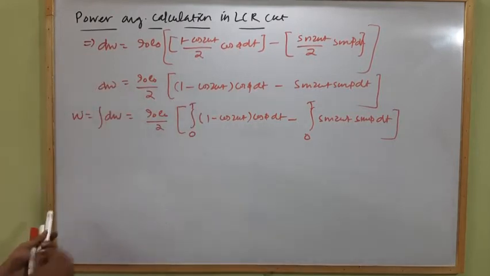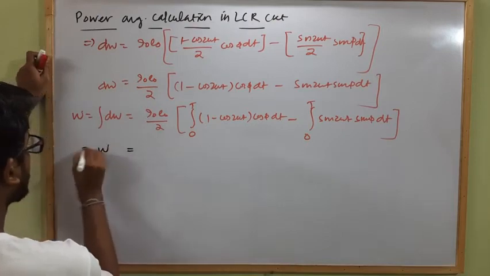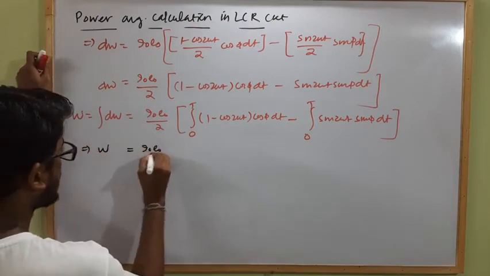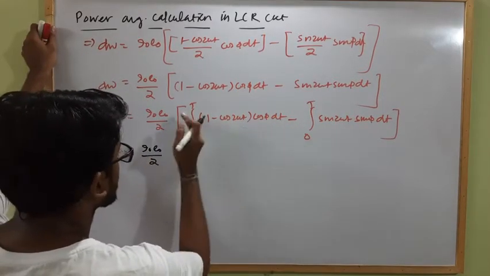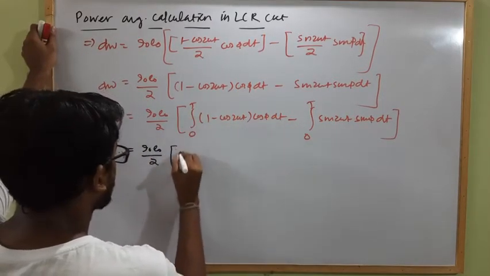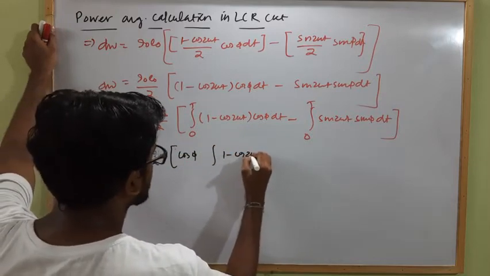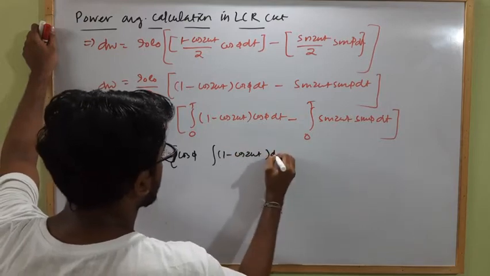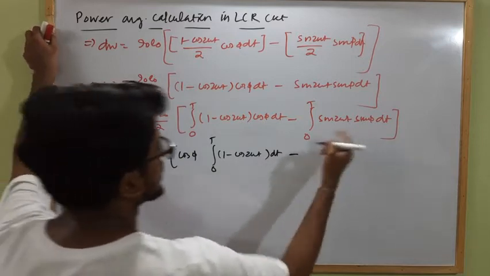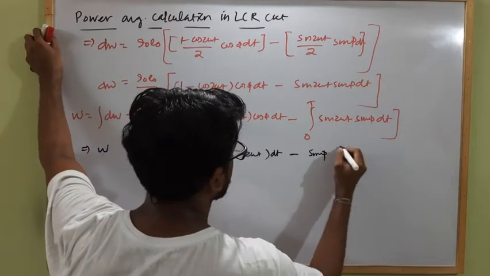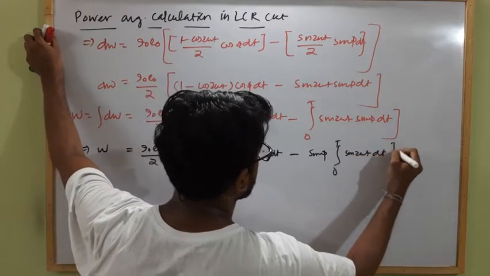So from this we will get what? W equals I naught E naught by 2. Here cos phi is constant, so you can take cos phi out of the integration symbol, so it will be cos phi times the integral of 1 minus cos 2 omega t dt from 0 to T, minus sin phi, which will also be out of the integration, the integral from 0 to T of sin 2 omega t dt.